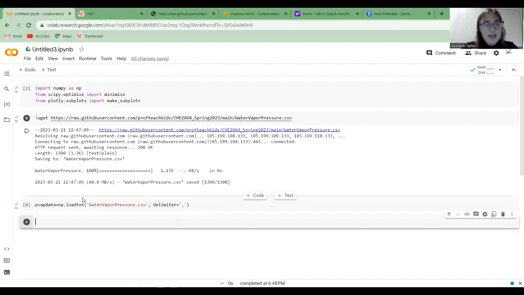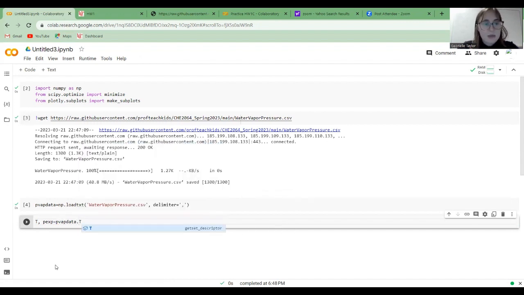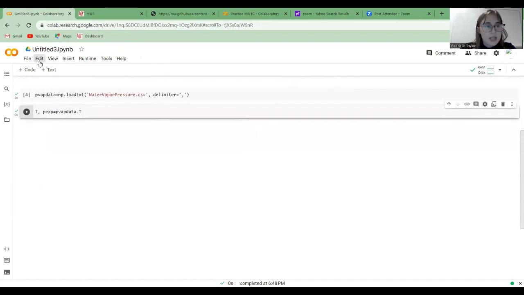Okay, so that runs. And now since we have two separate things, I want to assign them our X's and Y's. What our X and Y's are going to be is our temperature and our pressure. So our first one is going to be T, and the next one is going to be pressure at the equilibrium curve. And then we want to make this equal to the pvap data.T, because this is going to be with respect to T. Okay, so that loaded.